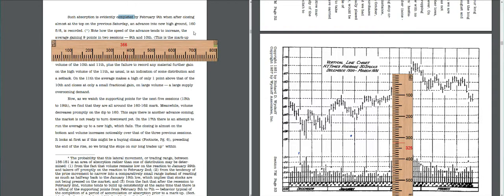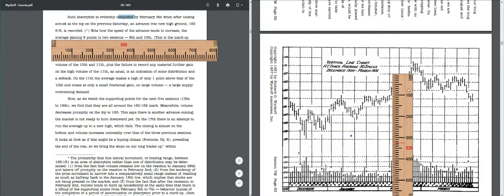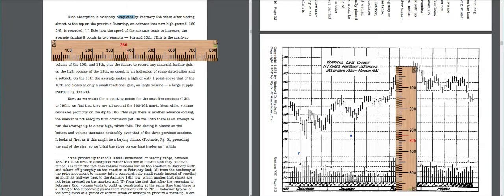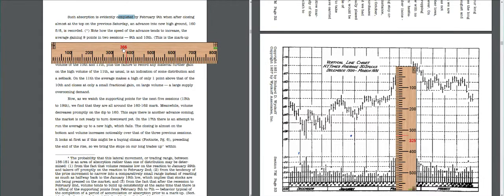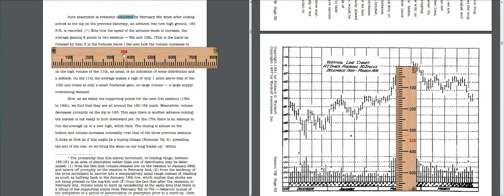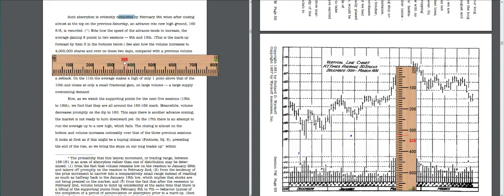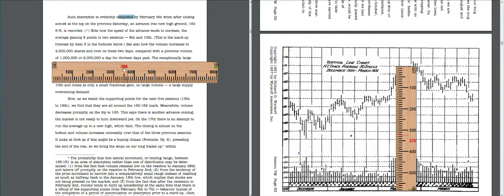Now the speed has increased. What is he talking about? Speed. He's talking about going straight up. The average gains 9 points in 2 sessions. The markup forecast by item 3 in the footnote below. We'll go there later. See how the volume increases to 4 million shares over these 2 days compared with previous volume of 1 million to 2 million.